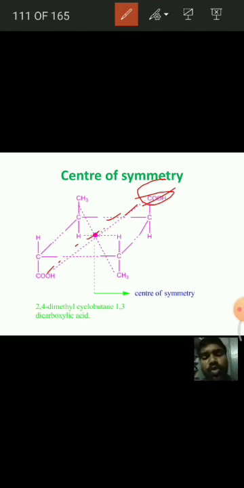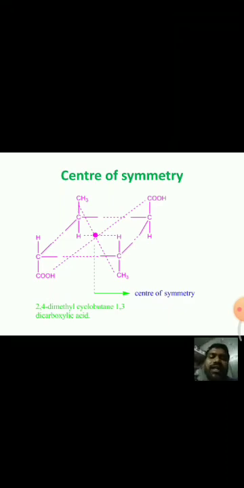That means from any group, if we draw a line to the center, then if we extend the line in the same direction, then we get the similar group at the same distance. Then the molecule is said to have a center of symmetry. Alternating axis of symmetry.